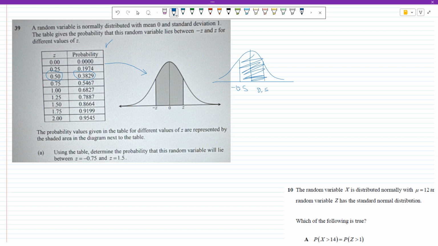Okay, we can convert this into a percentage. That's 38.29%. This area is 38.29%. If you're curious, we can mash this up with the empirical rule. Remember, the empirical rule says 1 to -1.